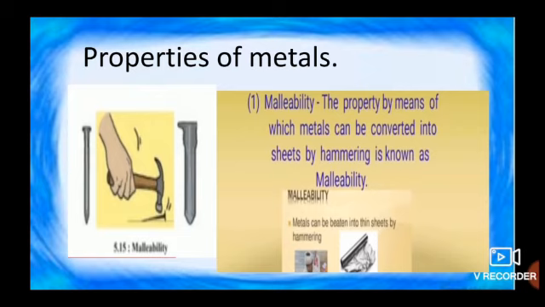Properties of metal. Malleability. Take a piece of copper or aluminium wire or a small nail. Hammer it repeatedly. What do you observe? On hammering repeatedly, the wire becomes flat. That is, it forms a thin sheet. Metals can be converted into sheets by hammering. This property of metal is called malleability.